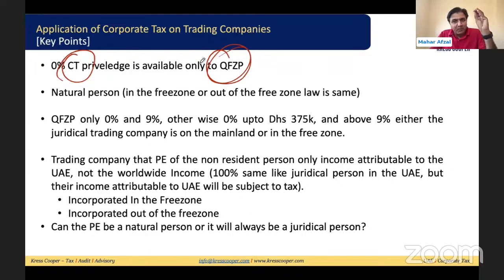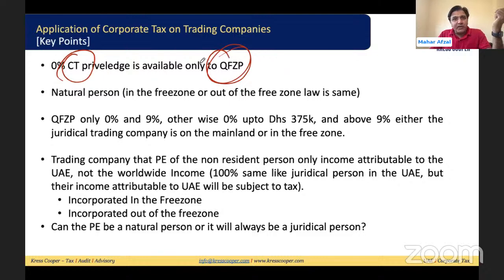Natural person in the free zone. It means if someone is engaged in the trading business, your status is a natural person, you are a sole establishment, you are a civil company, you are acting in your individual capacity as a freelancer, then it doesn't matter whether you are in the free zone or on the mainland, the treatment is the same.